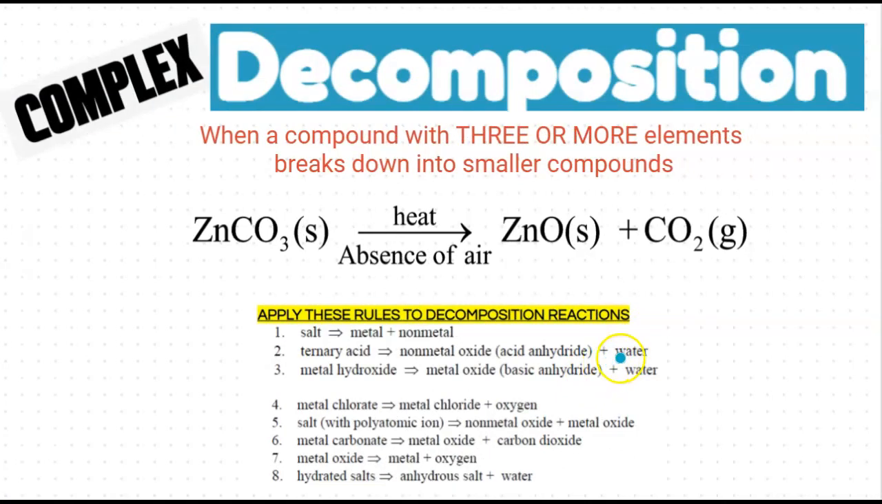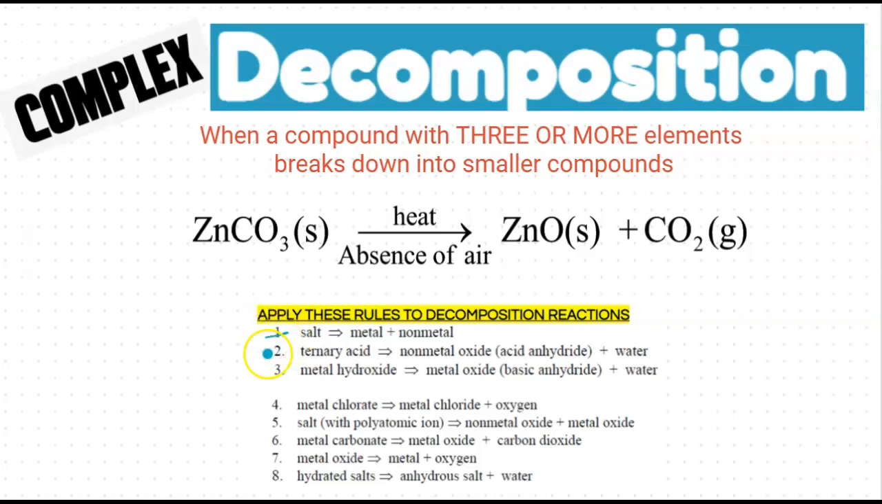For the complex decomposition, we're looking at the reverse of the complex synthesis. This is where you have a compound that has 3 or more elements. They're going to break down into smaller compounds. So with this example, I've got a metal, and then I've got CO3. And CO3 is carbonate. So I come down to my list.